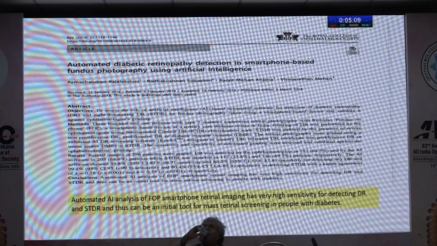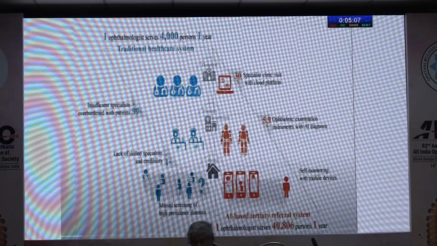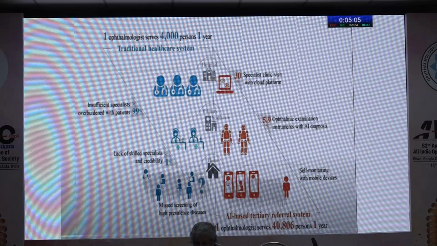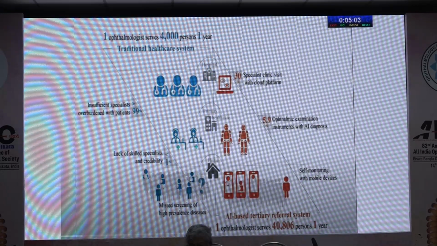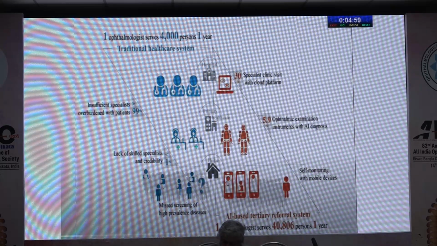So it has also been validated in different studies, and there is a published report that a traditional healthcare system can serve 4,000 persons per year with one ophthalmologist. With the integration of artificial intelligence, it increases tenfold. That is, one ophthalmologist can cater to a population of 40,000.